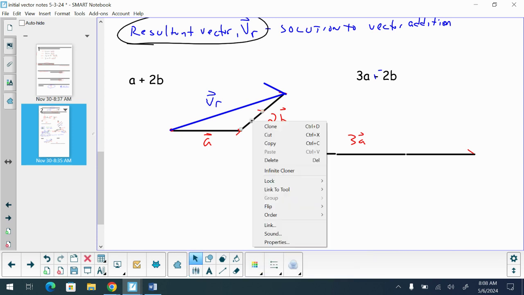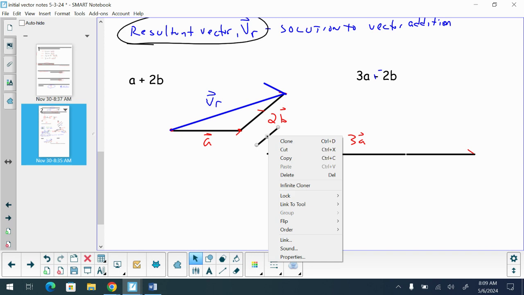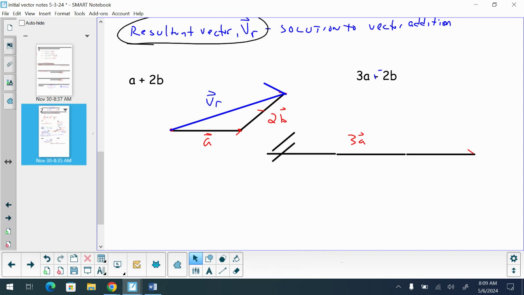Once again, I'm keeping the same length of B, but I just have 2 of them there. And I go in the opposite direction. And then draw in your resultant vector. Now, common mistakes that occur with this is we don't put the arrow in with the resultant vector, or we complete the triangle and we go in the opposite direction.